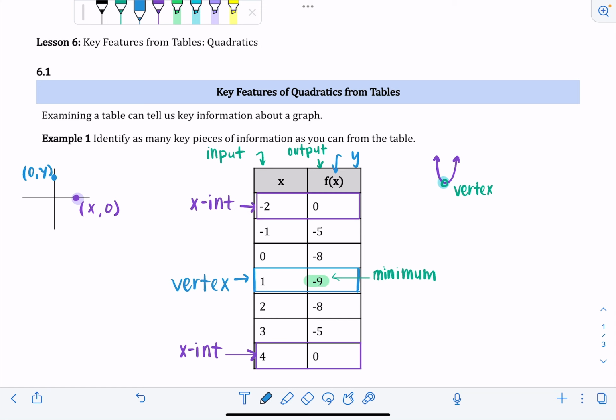So to find the y-intercept on the table, you would have to look for wherever there is an x coordinate of 0. Just trying to make sure I didn't misspeak. So we have an x coordinate of 0 right here. So that's going to be a y-intercept.